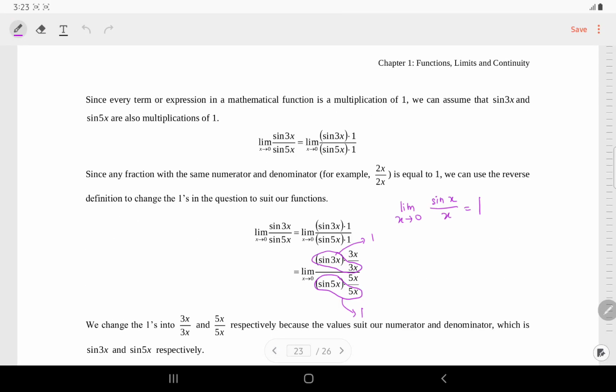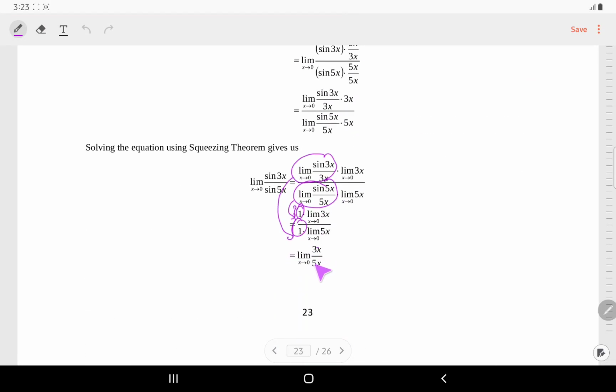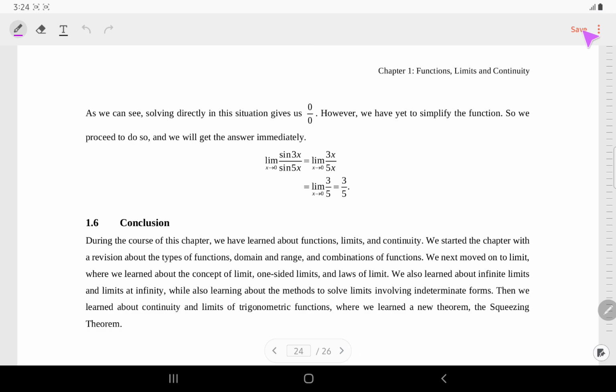Then, if we directly substitute the values of x, we will get 3 multiplied by 0 divided by 5 multiplied by 0, which results in 0 divided by 0. So this is an error. So how do we do it? We have to cancel this x. Cancel out both x, up and down. So we get the limit as x approaches 0 of 3 over 5. So it is equal to 3 over 5.